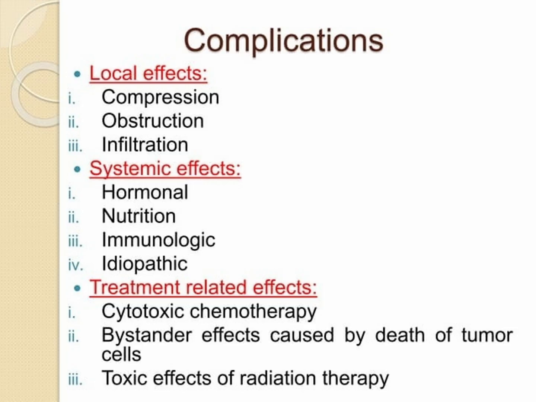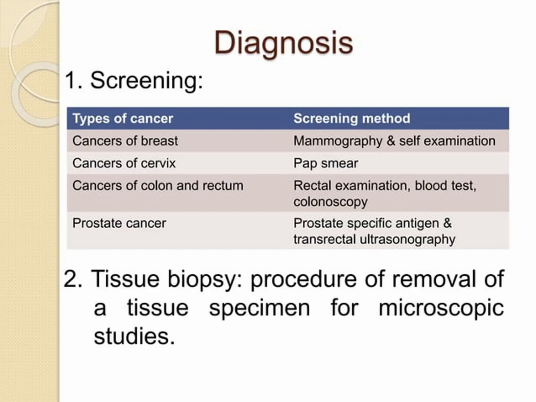toxic effects of radiation therapy. The diagnosis can be made by screening, that is for these types of cancer: cancer of breast, cervix, colon and rectum, and prostate cancer. Cancers of breast we can screen by mammography and self-examination. We can self-examine. Then cancers of cervix by pap smear, cancers of colon and rectum by rectal examination, blood test, colonoscopy. Then prostate cancer by prostate specific antigen and transrectal ultrasonography.